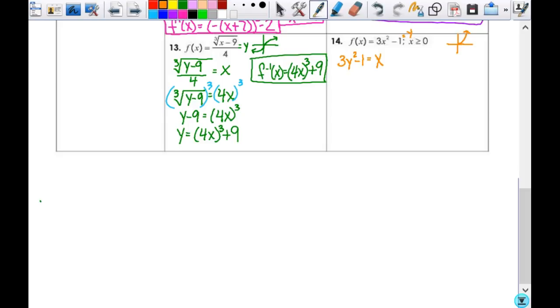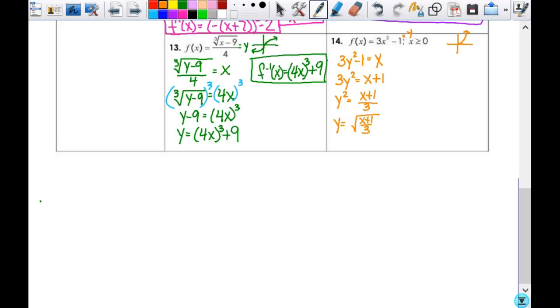And then I'm going to solve for y. So this gives me 3y squared equals x plus 1. Divide both sides by 3, so I get y squared equals x plus 1 divided by 3. I'm going to take the square root of both sides, and when I do that, I get y equals square root of x plus 1 over 3.